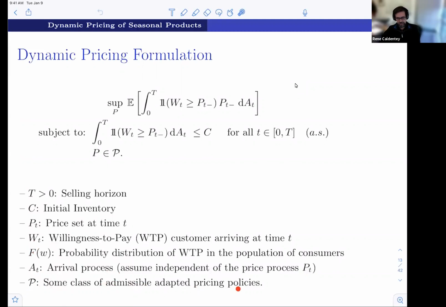And finally, we have this set of admissible pricing policies. Of course, adapted is the most basic condition. You cannot see the future. You don't know how many customers will come in the future. So your pricing needs to be adapted to the history of this process. All right. Let me see if there's any question about the mathematical formulation here. All right, very good.